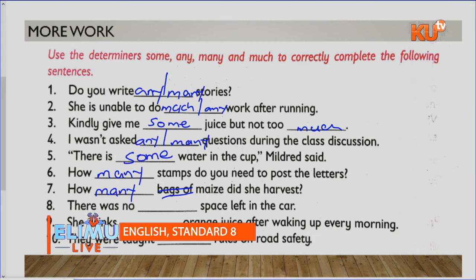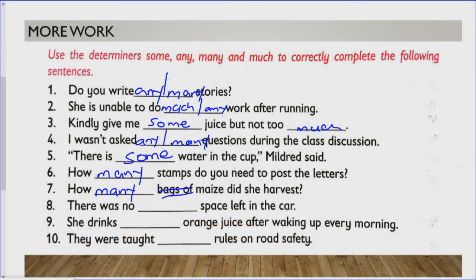There was no dash space left in the car. Space is uncountable. You cannot count space. So you say there was not much space left in the car.